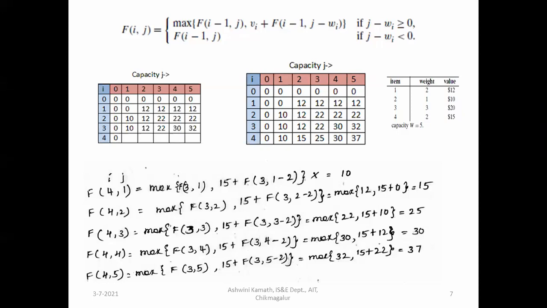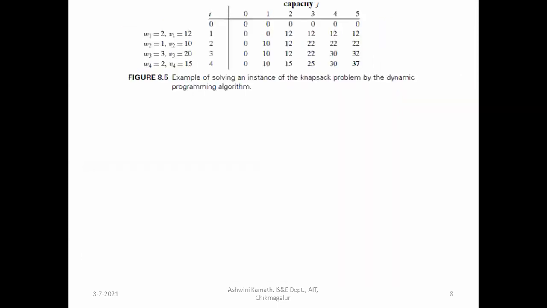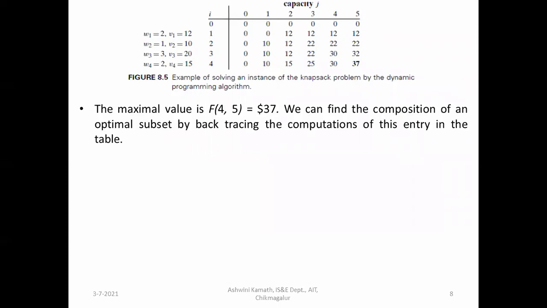So by solving these problems using just the recurrence relation, we are not able to find out which elements are included in the knapsack, right? We have to check that also. So let us see that. This is the dynamic programming table which we have got, and 37 is the solution. 37 is the maximum profit earned here. Let us check which items are included in the knapsack.